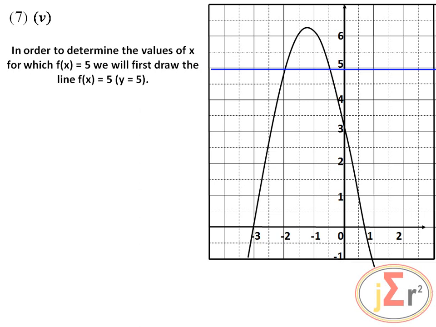That's the line. So in order to determine the values of x for which f of x is equal to 5, we really need to draw the line where f of x is equal to 5, or y is equal to 5, everywhere along that horizontal line. Take note of the x values where the line crosses the curve.